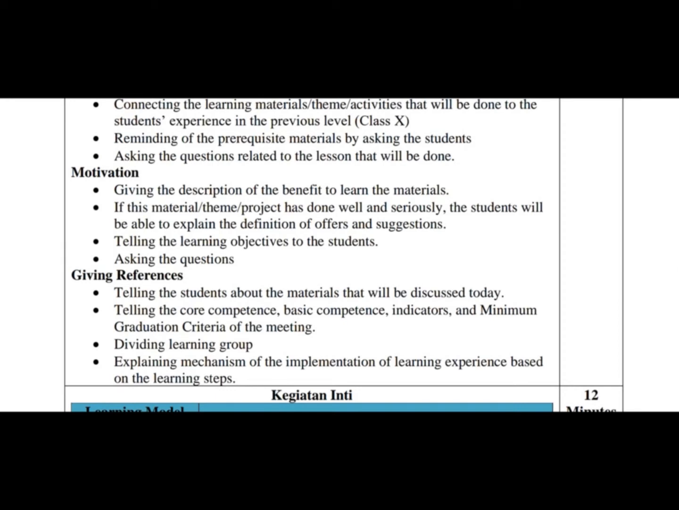Motivation: giving the description of the benefit of learning the materials. If this material theme project is done well and seriously, the students will be able to explain the definition of offers and suggestions. Telling the learning objectives to the students and asking questions. Giving references: telling the students about the materials that will be discussed today. Telling the core competence, basic competence, indicators, and minimum graduation criteria of the meeting. Then dividing learning groups and explaining the mechanism of the implementation of learning experience based on the learning steps.